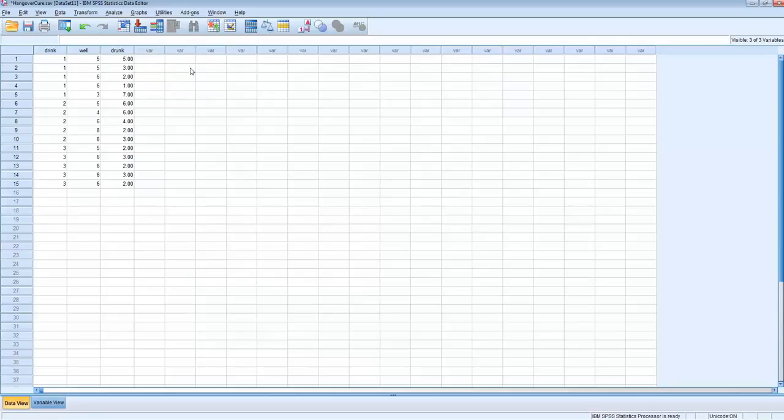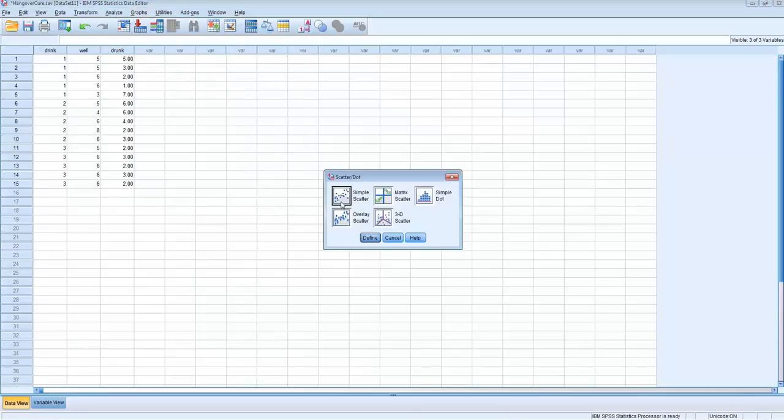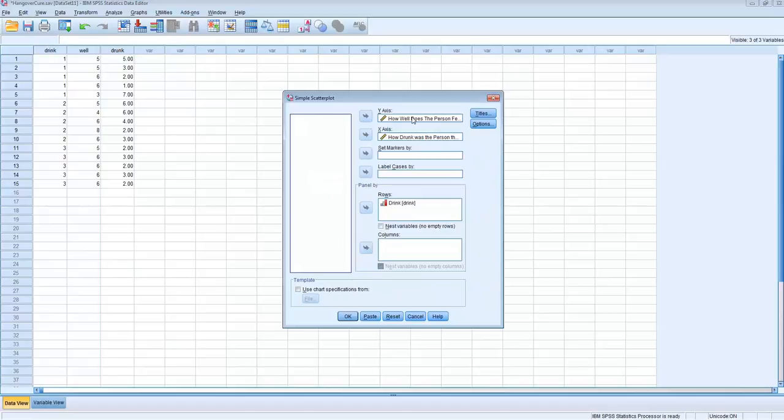And these are homogeneity of the regression slopes and a test for independence. So my recommendation is that to run a homogeneity of regression slopes, you simply conduct a simple scatter plot, define it, and enter the variables of interest.